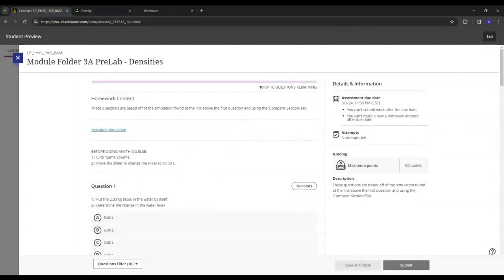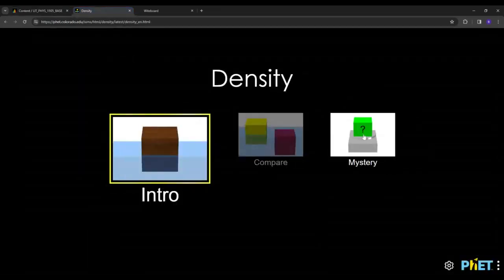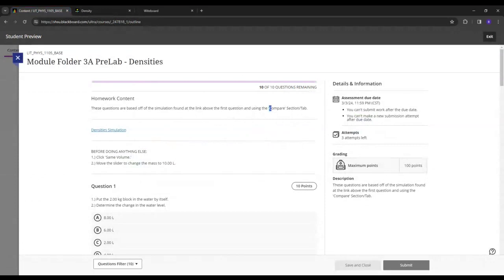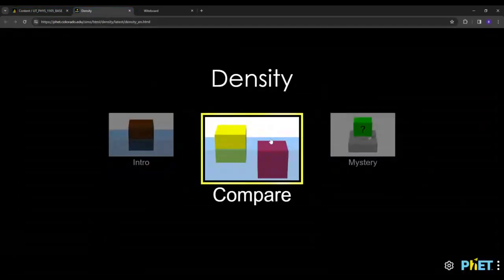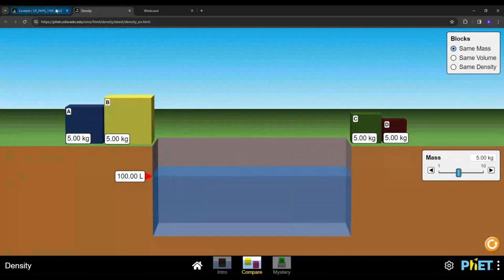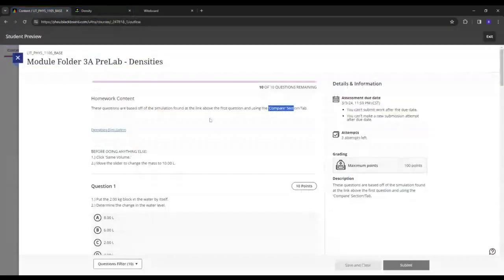So before we get started, we do need to change a couple of settings. We need to make sure to pick the right section because there are some options here. According to the instructions, we're going to use the compare option. So we're going to click to move into here. Then in order to be a little bit more consistent, we do want to click and see same volume.